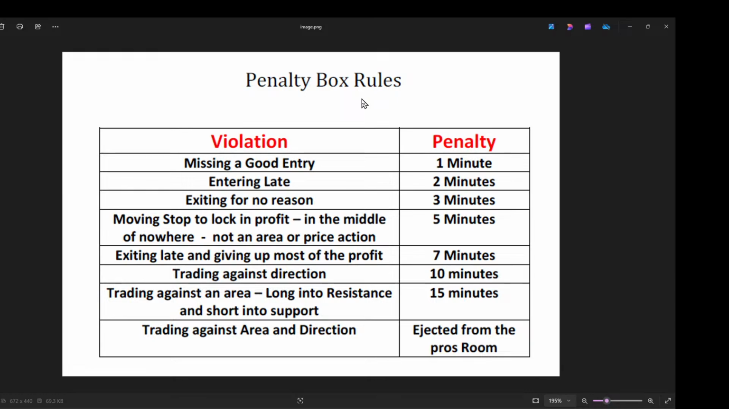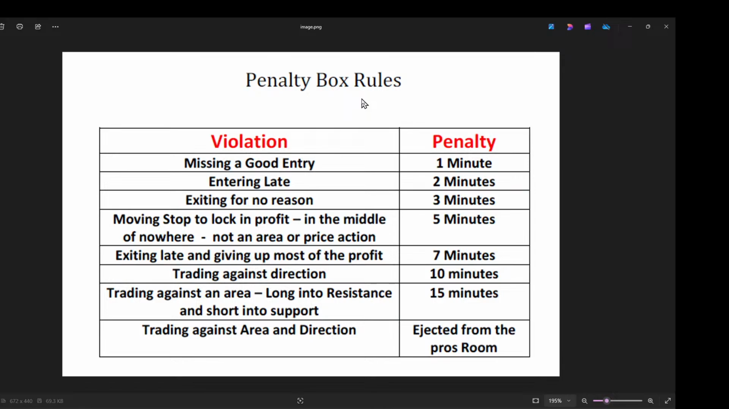He would stand up and walk away from his desk for a minute. He would set a timer and go. If he entered late, it was 2 minutes. Exiting for no reason, 3 minutes. Moving a stop to lock in profit in the middle of nowhere, not at price action. That was a 5-minute deal. Exiting late and giving up most of the profit, ignoring the advantage going away. That was 7 minutes. Fighting the trend was a 10-minute penalty.